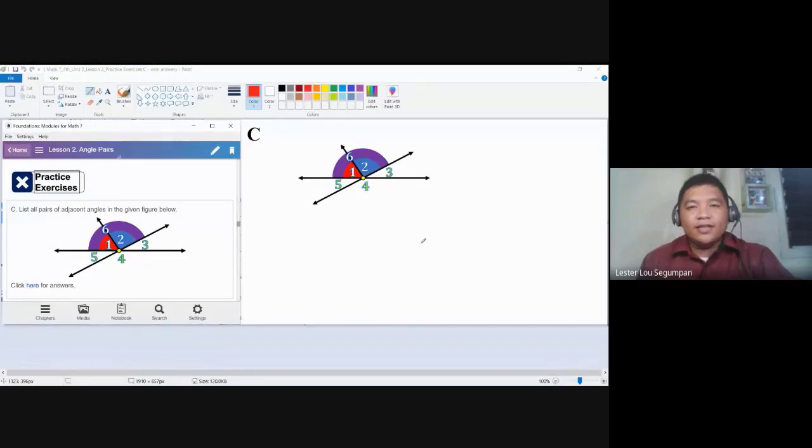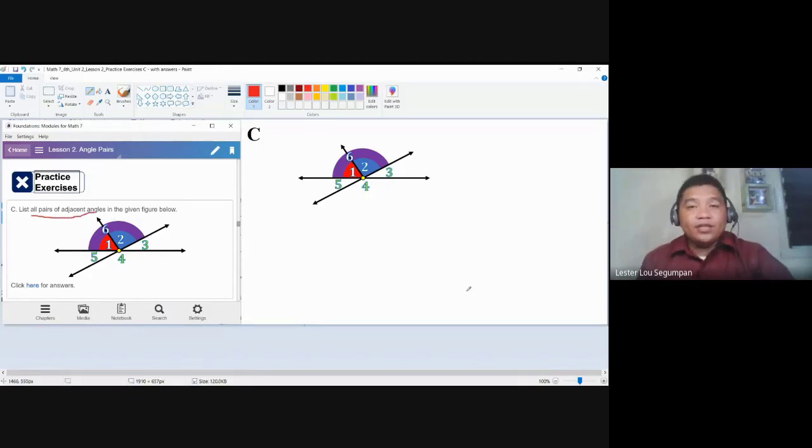Let's talk about adjacent angles. Understanding adjacent angles will actually open up understanding as we proceed to the next pairs of angles and later on to higher-level geometric relationships, because adjacent angles will tell us one great relationship of angles to the other. But for this practice exercise, we are tasked to list all pairs of adjacent angles.